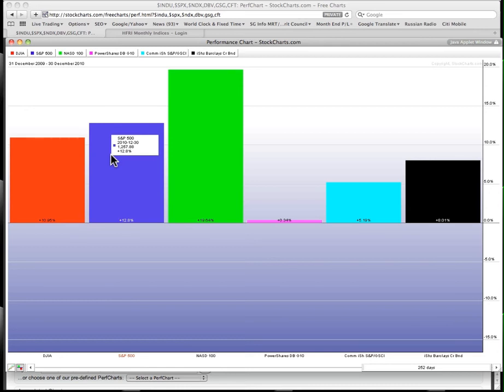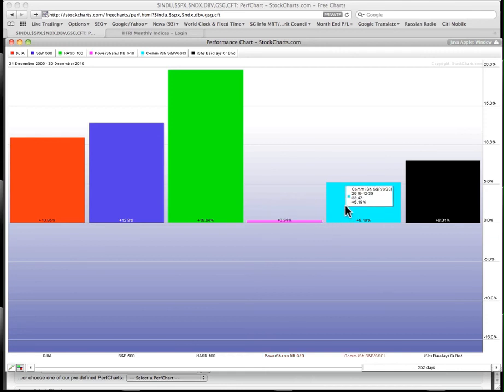For equities, I'm using the Dow Jones, the SPX, that's the S&P 500, which is the most widely accepted performance benchmark for equities, and the NASDAQ 100. For currencies, DBV represents a basket of the G10 currencies, which includes US dollars, euros, Japanese yen, Canadian dollars, Swiss francs, British pounds, Australian dollars, New Zealand dollars, the Norwegian kroner, and the Swedish krona.